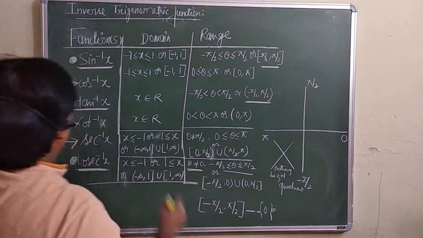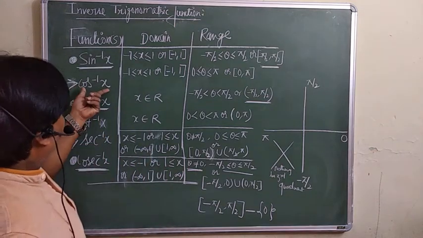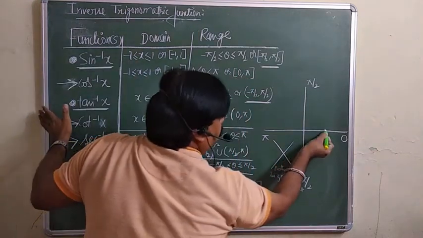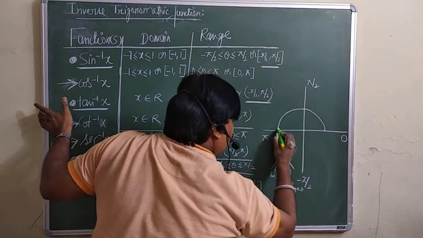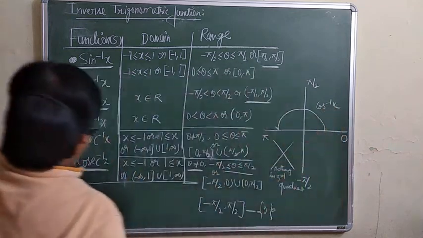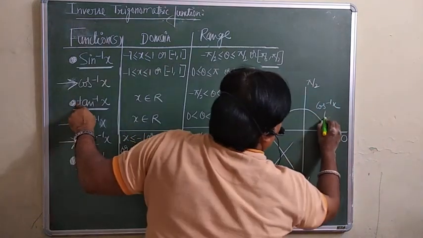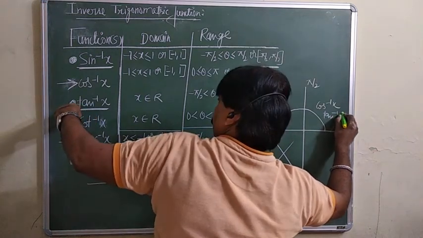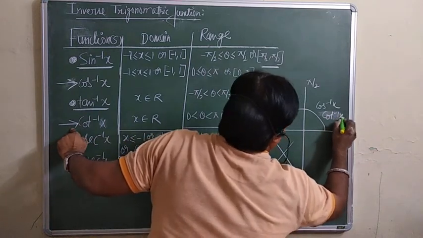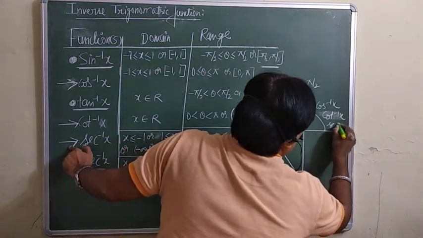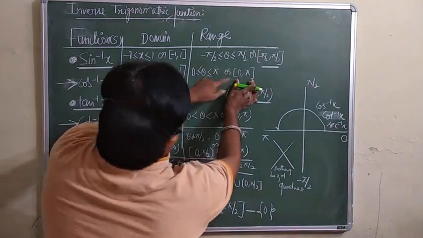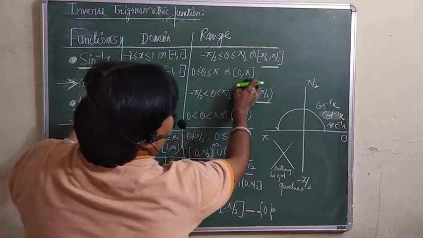Yes. Now talk about this one. Cos inverse x is 0 to pi in closed interval. These three are in one group, meaning cos inverse x, cot inverse x and sec inverse x. These three are in one group here. See, cos inverse is in 0 to pi in closed interval, that is defined. Cos x is defined in 0 to pi.